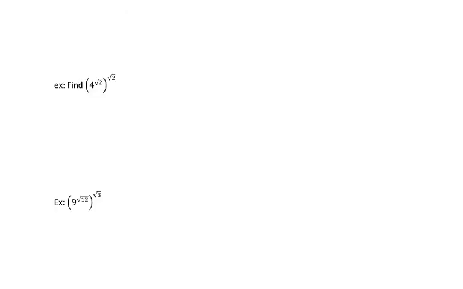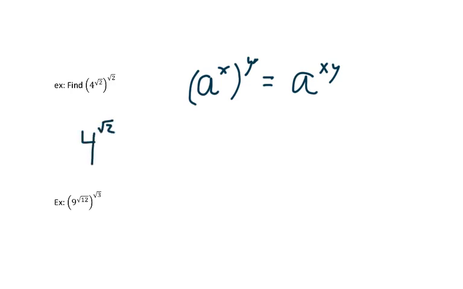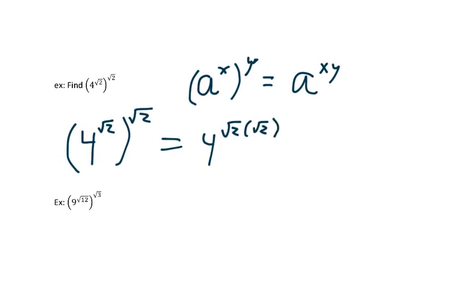So using that, what we're going to have is this. Let me just rewrite it for fun. a to the x, raised to the y, that's the same as a to the x times y. So in this case, we're going to multiply exponents. Same thing over here. We have 4 to the square root of 2 raised to the square root of 2. Well, using this property, we have 4 to the square root of 2 times the square root of 2. And of course, that's 4 raised to the 2, since the square root of 2 times itself is just 2, and that's 16.